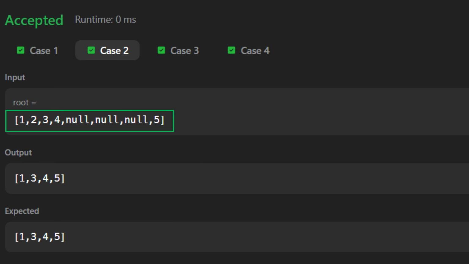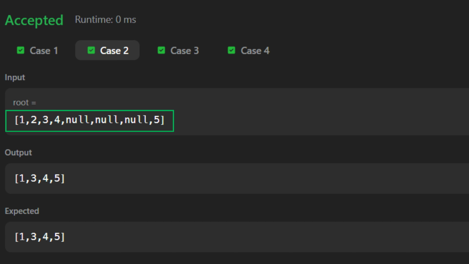Quick logic check. Here's why the solution works. The algorithm is computing the right side view of the tree, the set of nodes you would see if you looked at the tree from the right side. For example, level 1, you see 1. Level 2, on the right, you see 3. Level 3, only 4 appears on this level from the right.